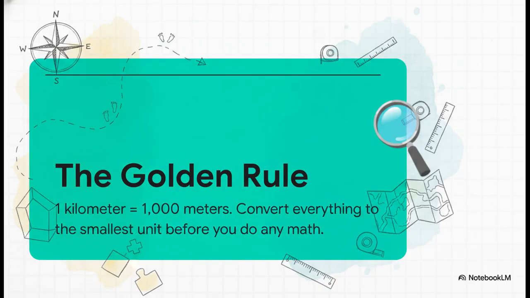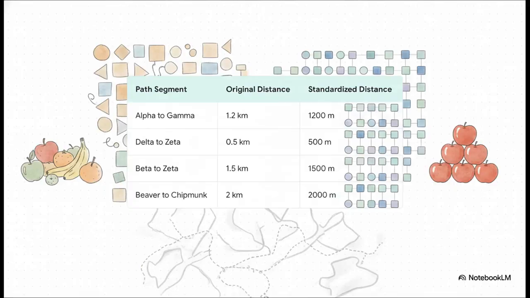The key is to always convert everything to the smallest unit you see on the map. In this case, that's meters. Seriously, this one step will prevent almost all of the big mistakes. And check this out. This shows you just how powerful the equalizer is. Look at the before column. It's a total mess of decimals and different units. But once we apply our rule, that standardized distance column is beautiful. It's clean, it's consistent, and now it's ready for some actual, accurate math. Now we're finally comparing apples to apples.